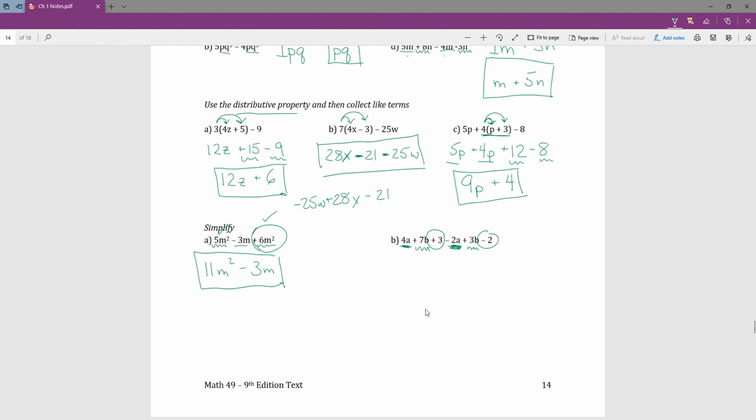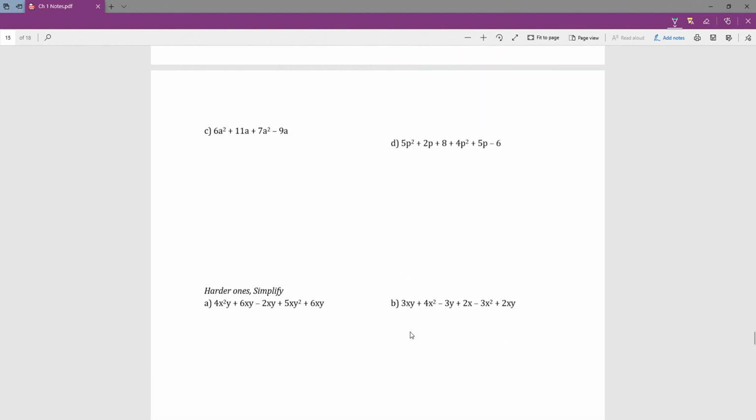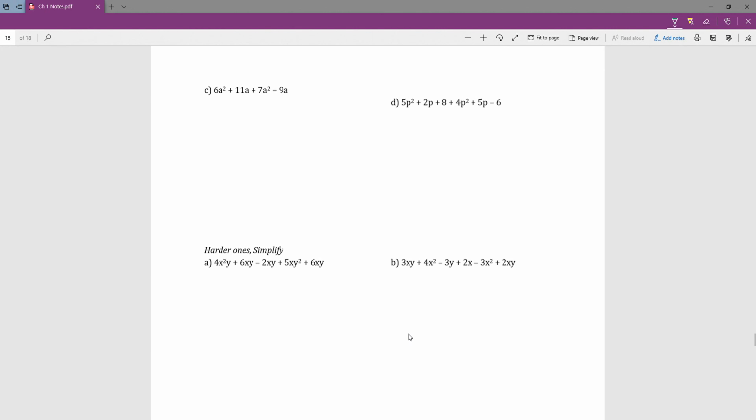So we've got 4A minus 2A, so that gives me a 2A, and we've got a 7B and a 3B, so that gives me a 10B. Dealt with those, and now I just have the whole numbers to deal with. So I've got a 3 minus 2, it gives me a plus 1 as my answer. And obviously not very simple, a little simpler than what it had said, but it's still definitely not a single number. So a few more to do on these ones.